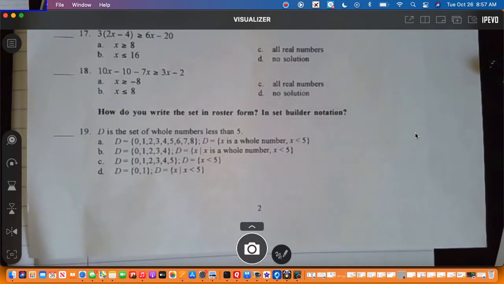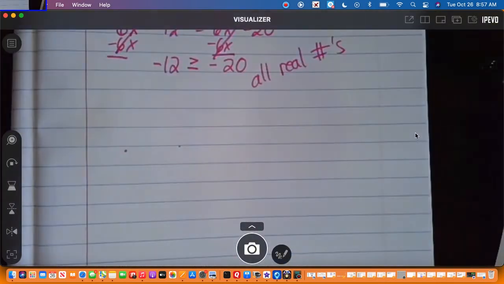Do y'all remember that when you did set builder notation and roster form? I know that's been a while. That was before fall break. Do you have any questions on that? You'll have to know what a whole number is. Guess what? On your test, it asks for a whole number. Whole numbers are those that start at 0. Think about kindergarten, when you start learning 0, 1, 2, 3. Number 19 is on the test, and it's asking about a whole number as well. All right, let's keep moving along.